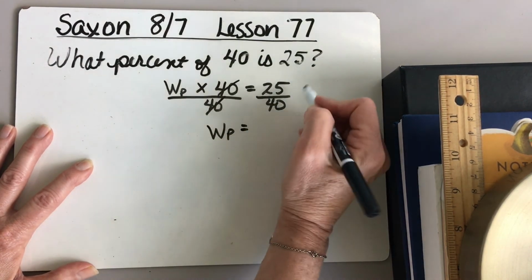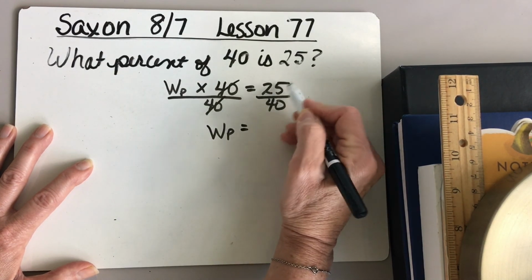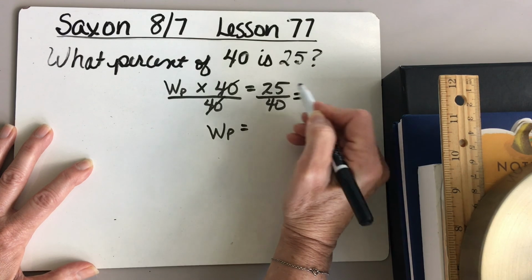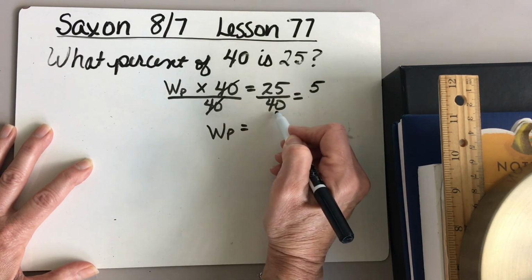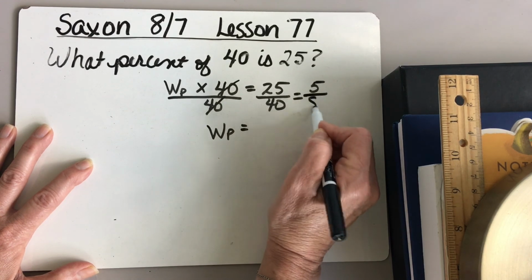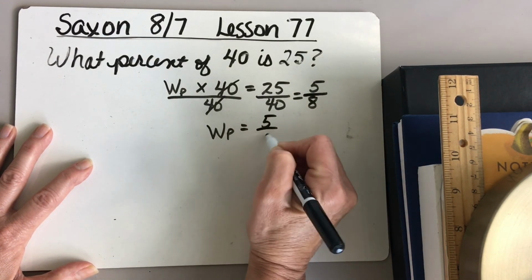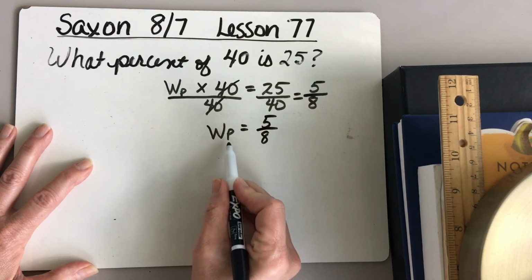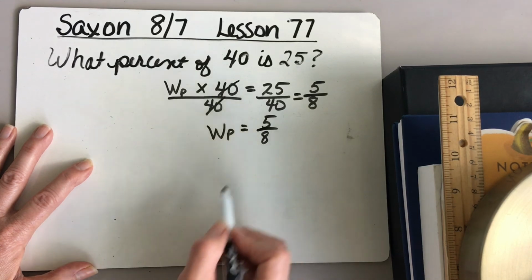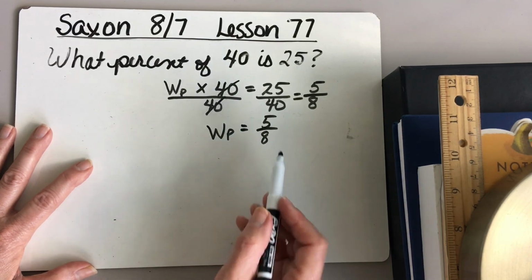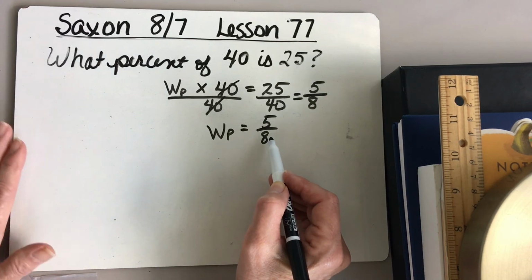And you know me, I like to reduce, so let's go ahead and reduce that. We know that 5 will go into both 25 and 40, so 25 divided by 5 is 5, and 40 divided by 5 is 8. So we have the fraction 5/8. That would be nice if we were looking for what fraction part that is, but we are looking for what percent, so we need to change 5/8 into a percent.